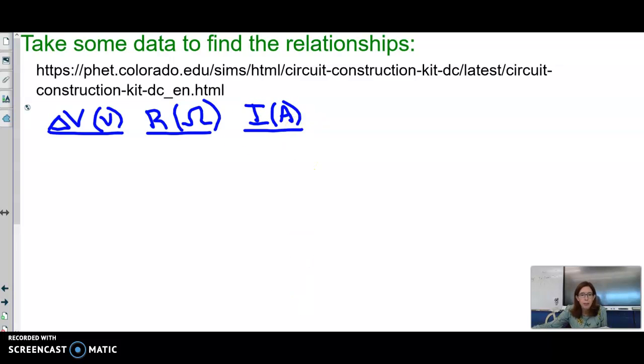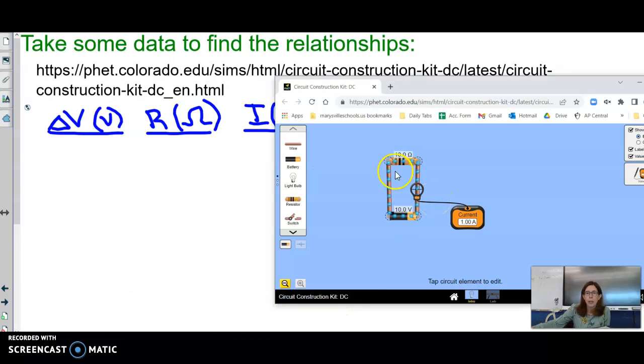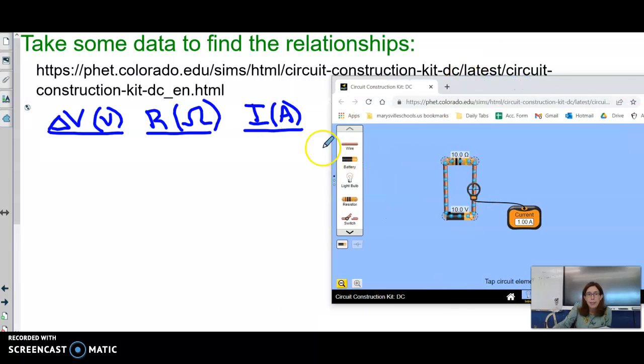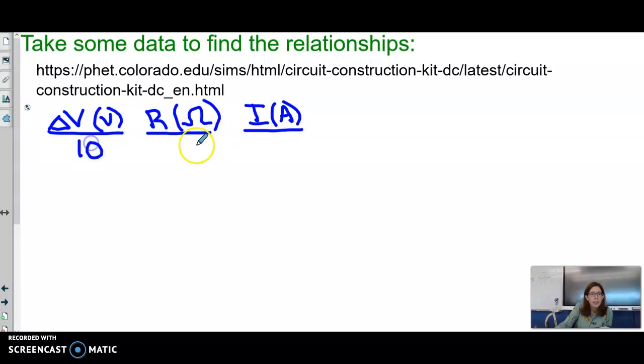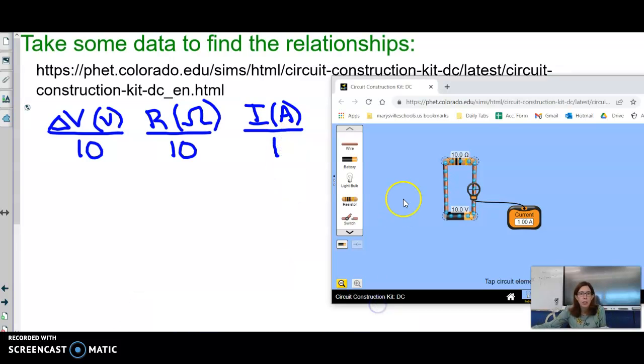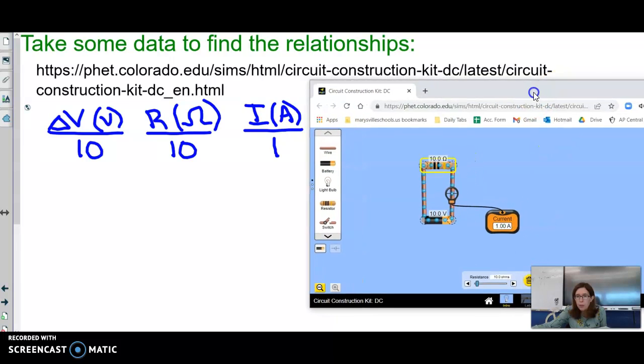So we're going to take our simulation and record some data here. I see that right now my battery is 10 volts, my resistance was 10 ohms, and my current was 1 amp. Now I'm going to make some adjustments. I'm going to keep the battery the same, but I'm going to play around with the resistance and see what happens to the current. So I'm going to change my resistor over to 20. Let me just move this over a little bit. There we go.